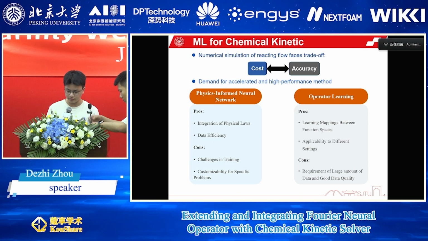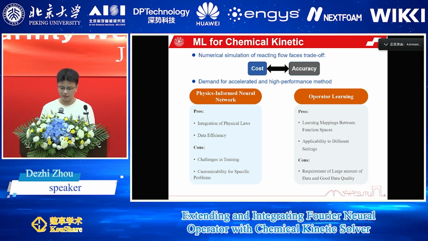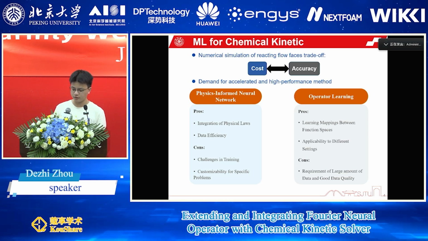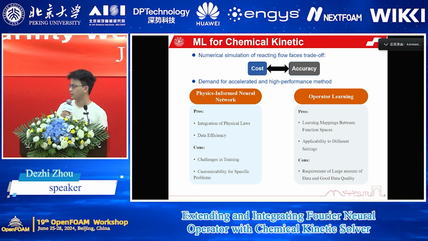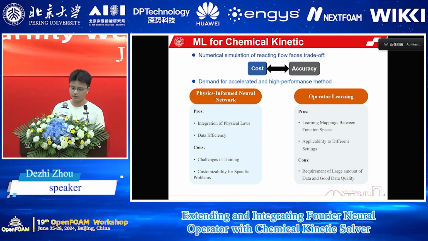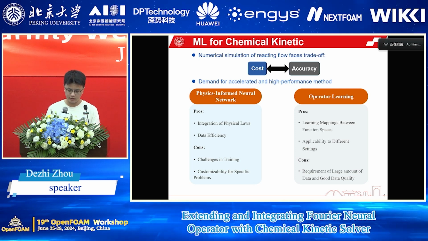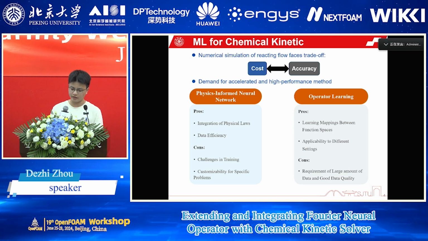So in recent times, there are two methods to meet the demand for accelerated and high performance for numerical simulations of chemical kinetic systems. The first method is the physics-informed neural network, and the second method is operator learning. The advantage of the physics-informed neural network is the integration of physical laws into the loss function and the data efficiency.